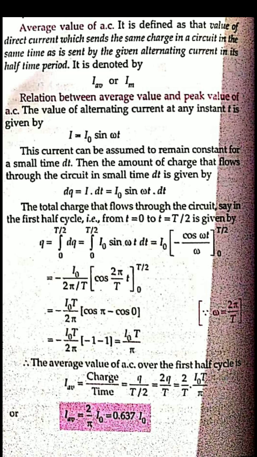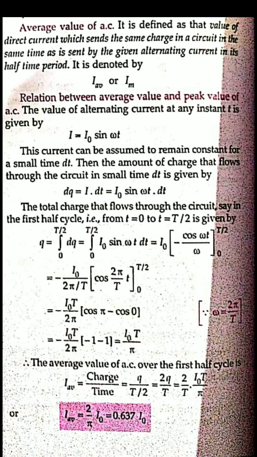What is the value relation? There will also be a different derivation. We use the same equation, I equals I0 sin omega t, and we again consider that for a small time dt the current will be constant. So dq equals I into dt. In place of I, we put I0 sin omega t into dt. Now, if we want the total charge flowing through the circuit in the first half cycle, that means t equals 0 to t equals T by 2, not capital T. Capital T is the total time period, so half time period means capital T by 2. So the limits are also 0 to T by 2.